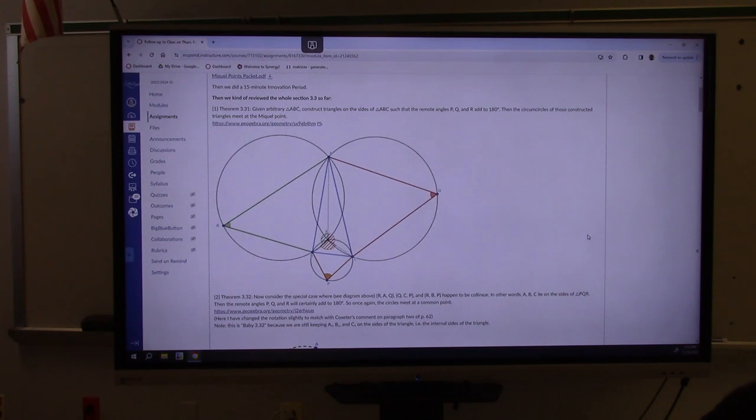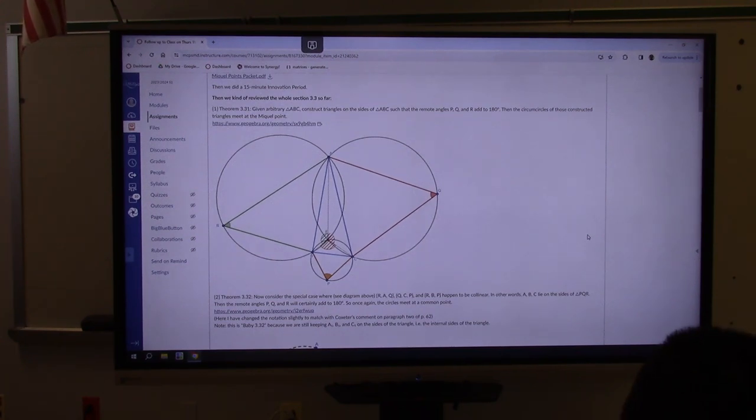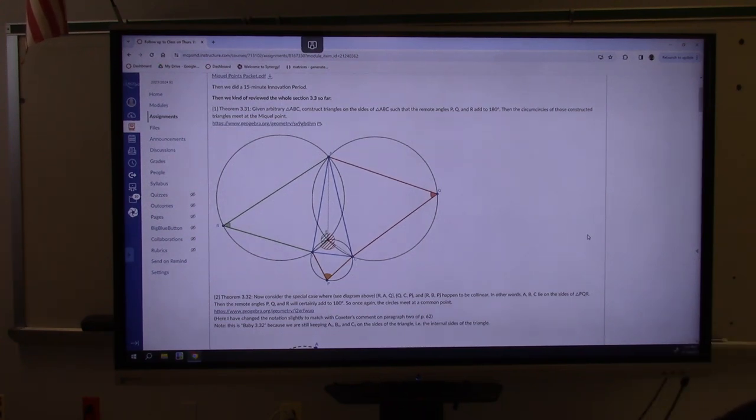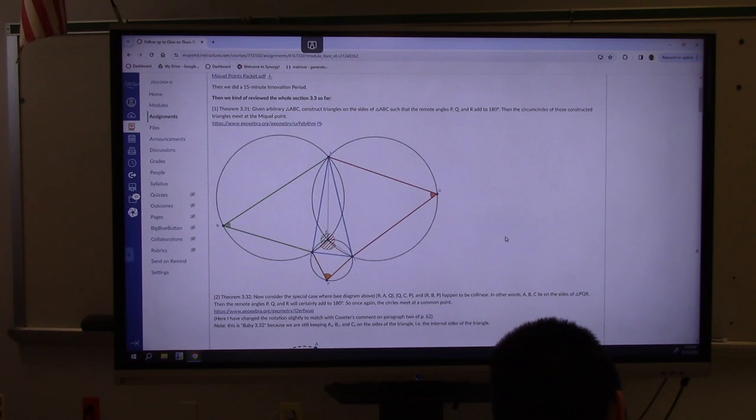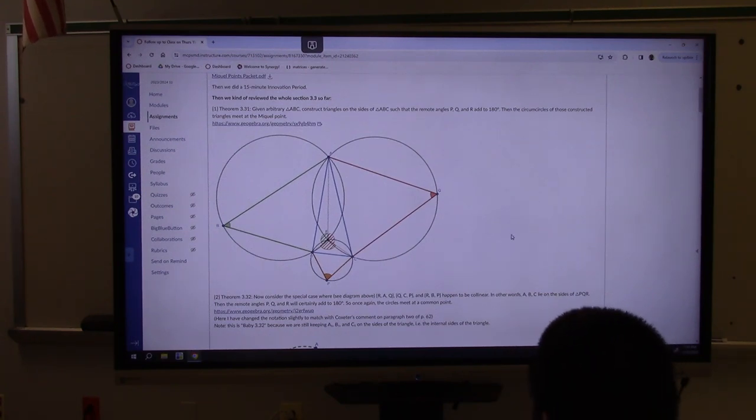Section 3.3 was all about Miquel points. I think this was one of the hardest sections in the entire book, mainly because of bad writing by Coxeter. And this is all happening on page 62. I have finally summarized every single thing that happened on page 62 with text, diagrams, and explanation. A lot of this is more than what we really did in class, but here's what you need to do.